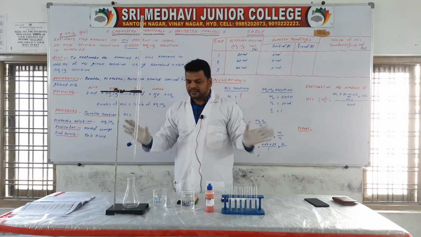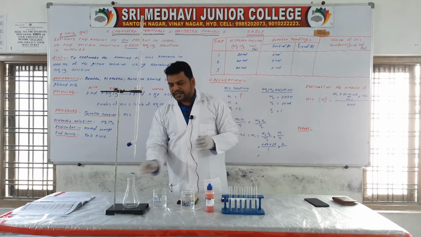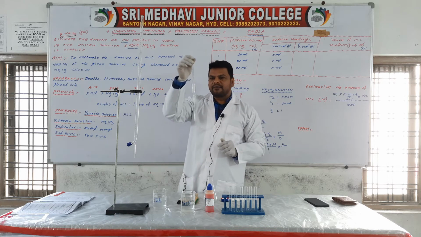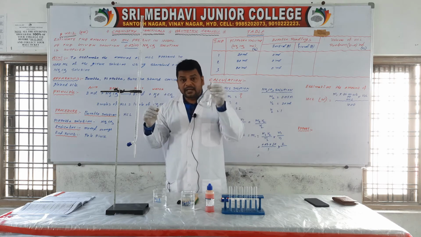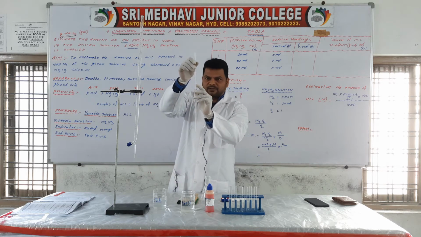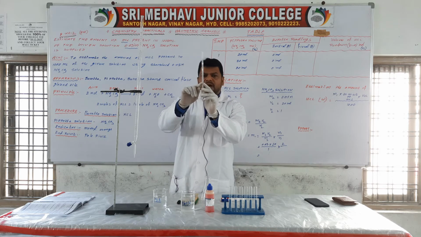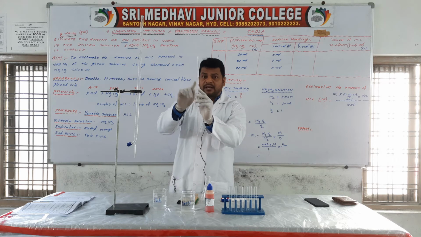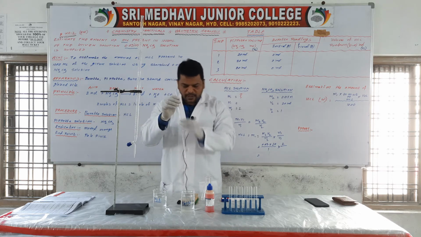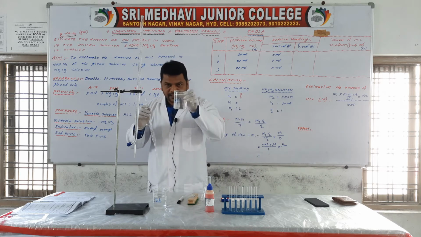HCl is filled. Then we have to take sodium hydroxide with the help of a pipette into the conical flask. Here a mark is there, students. You have to take sodium hydroxide up to this mark. It is 20 ml. So this is sodium hydroxide, 20 ml. I am taking sodium hydroxide.